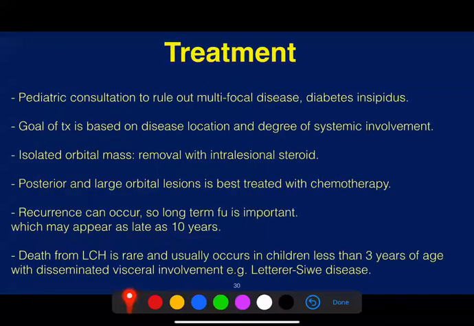Okay, so treatment, very important to consult a pediatrician. Again, for multifocal disease, Dr. Khalifa mentioned, and diabetes insipidus. The goal of treatment depends on the location, and the most important part of the treatment is the systemic involvement. Usually, the isolated orbital mass can be removed easily with intralesional steroid. However, there are some reports regarding posterior and large orbital lesions. They recommend to be treated with chemotherapy.